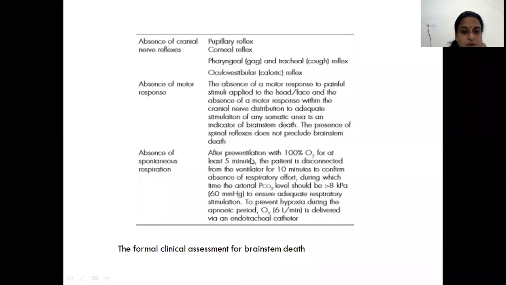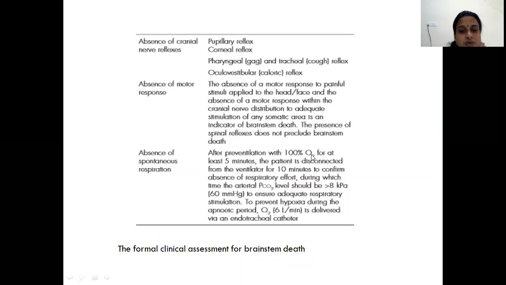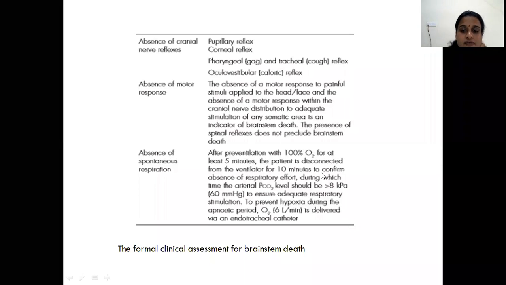This absence of spontaneous respiration is tested by initially giving 100% oxygen ventilation for 5 minutes. Then the patient is disconnected from the ventilator for 10 minutes. And then we have to look for the absence of spontaneous respiration from the patient's side.